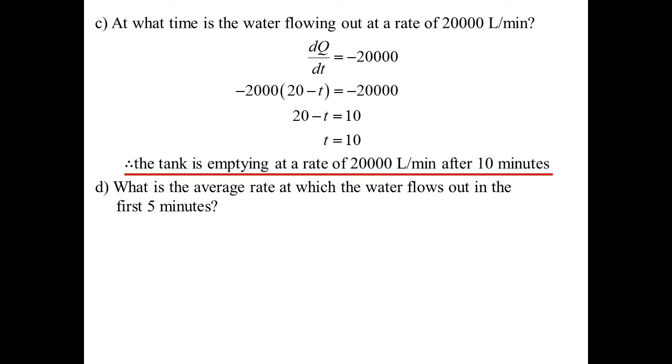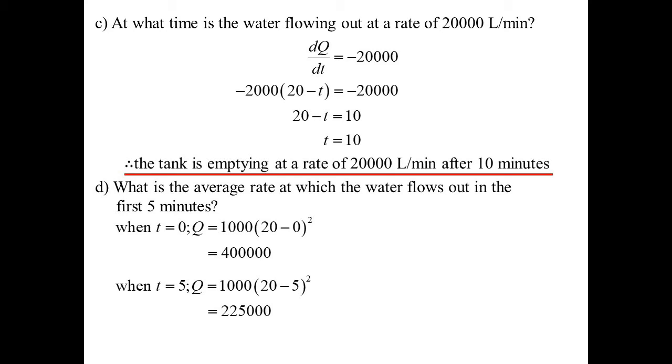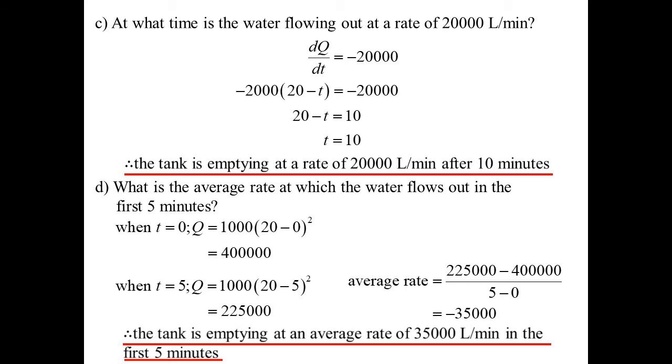But what's the average rate at which the water flows out? Well, if it's in the first 5 minutes, I need to know how much there is initially, so sub in t equals 0, and how much there is at t equals 5, and it would be the slope of the secant that joins those two. So, I was going to say y minus y1, but in this one it's Q2 minus Q1 over t2 minus t1, and we get minus 35,000 is the average.